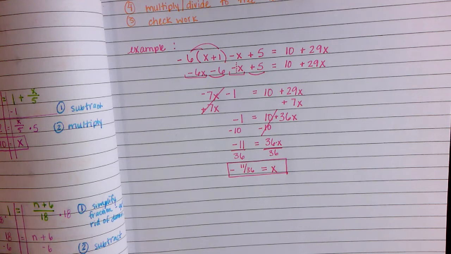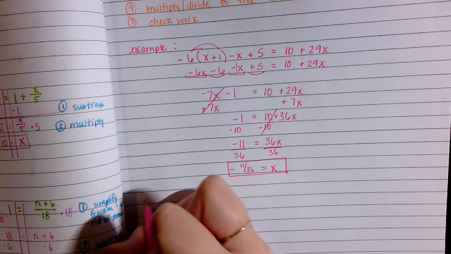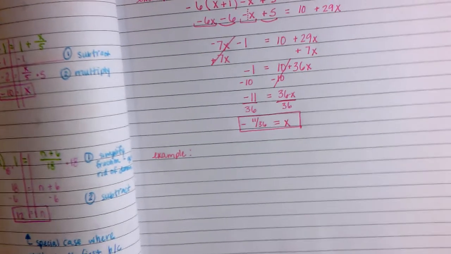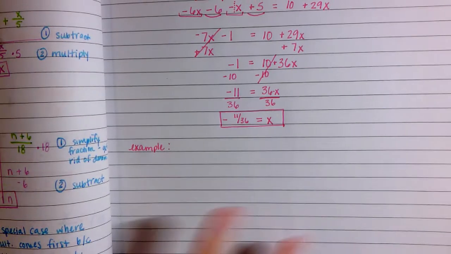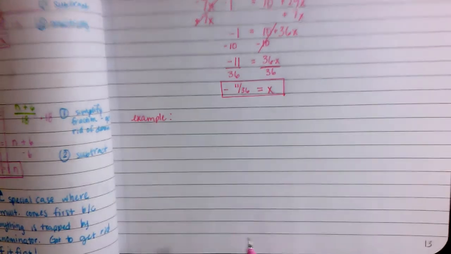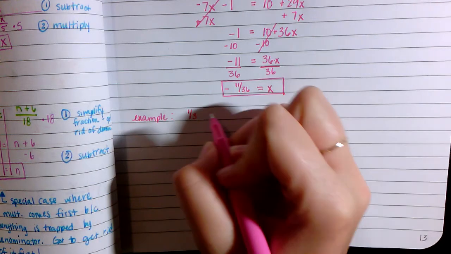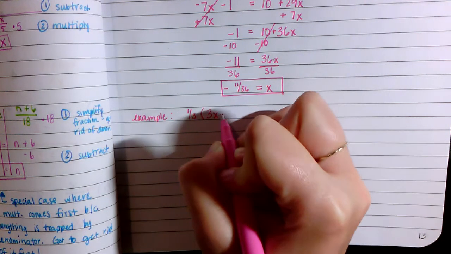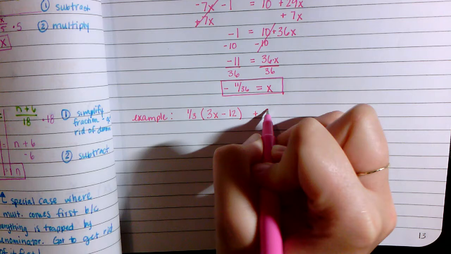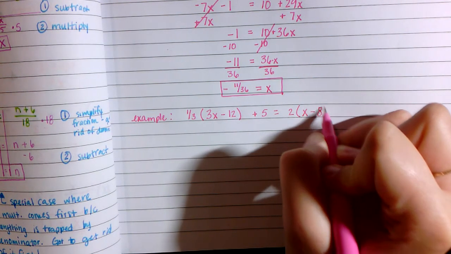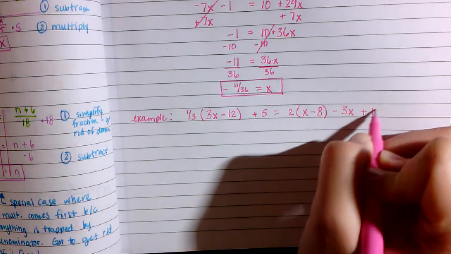I want to give you one more example to at least have in your notebook. So the last example is going to be, ooh, it's a fun one. Let's hope I write it down the right way this time. 1/3 times (3x minus 12) plus 5 equals 2 times (x minus 8) minus 3x plus 17.